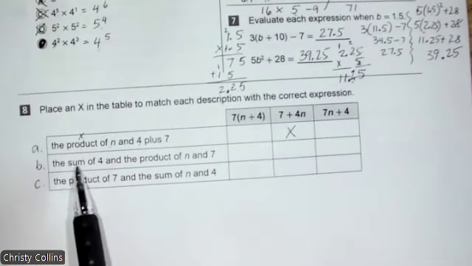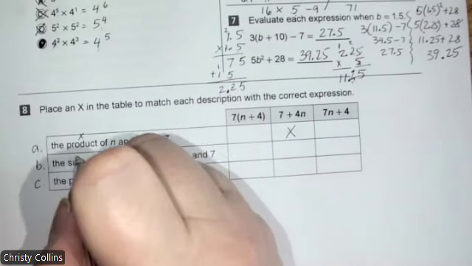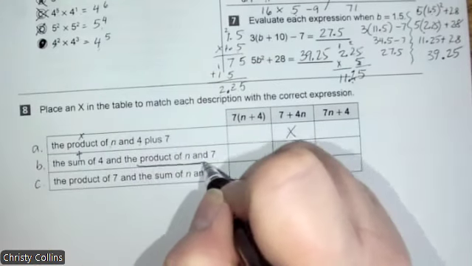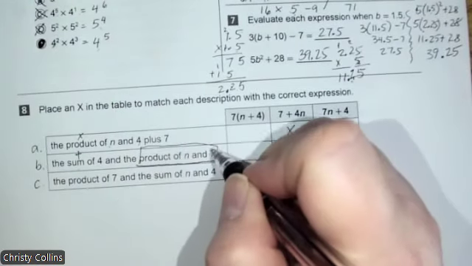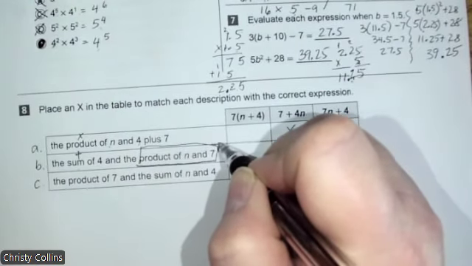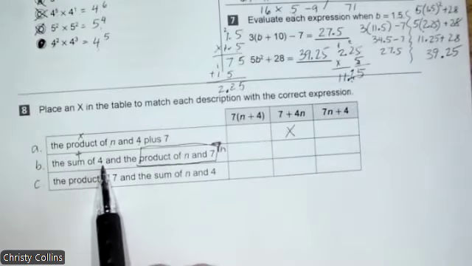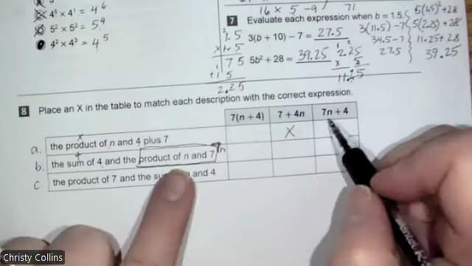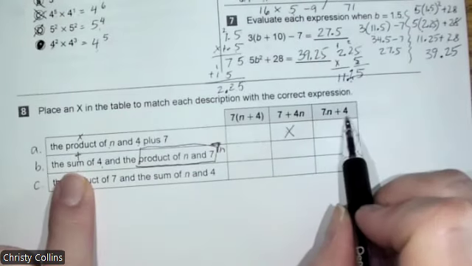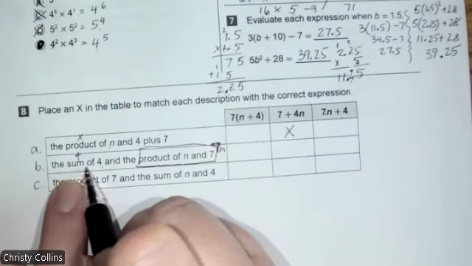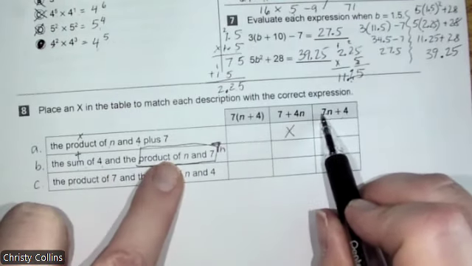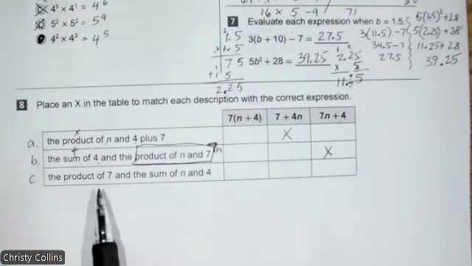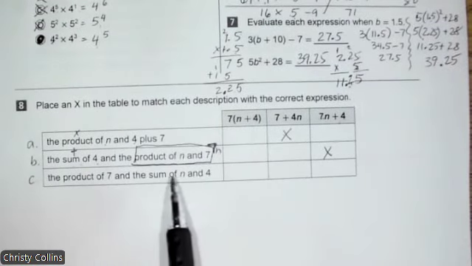Okay. Letter B, the sum. Remember, the sum is the answer to an addition problem. The sum of 4 and the product of n and 7. So product of n and 7 means 7 times n or 7n. And then 4 is being added to it. There's just the sum of 4 and the product of 7 and n. So this last column.